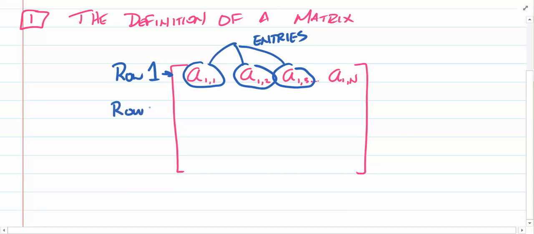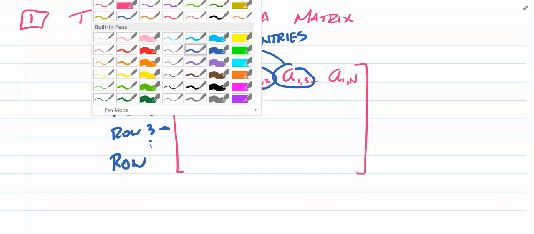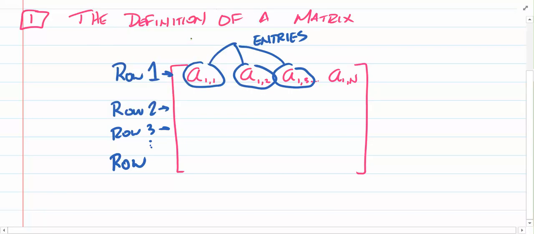And this will be row number 2. And this will be row number 3. And so on all the way down. And this will be row something. I'll tell you in just a second. And then the other thing that a matrix has are columns, okay? This is column 1. This is column 2. This is column number 3, all the way out to column number N, all right?